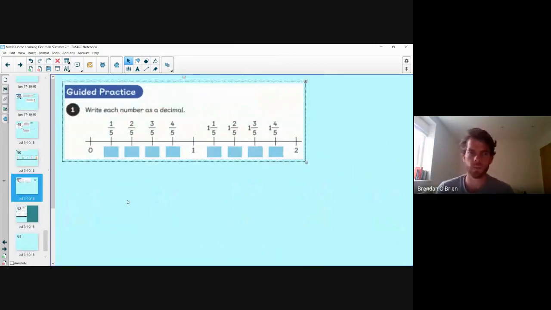We're going to go through some guided practice now. The first one I'm going to go through with you, and then the second one I'm going to let you have a go yourselves. Okay? So the first one, guided practice. Number 1, write each number on this number line as a decimal. So we can see that we're going from 0, we're increasing in fifths.